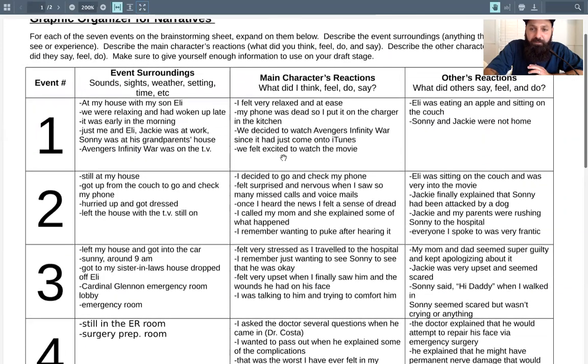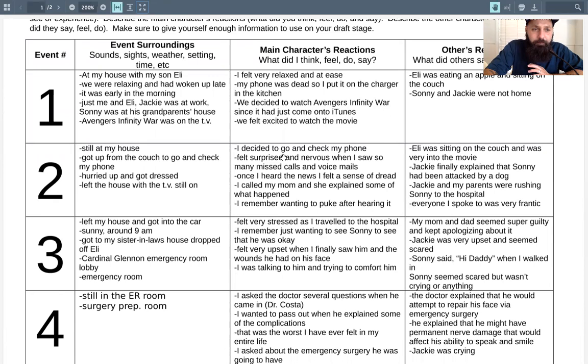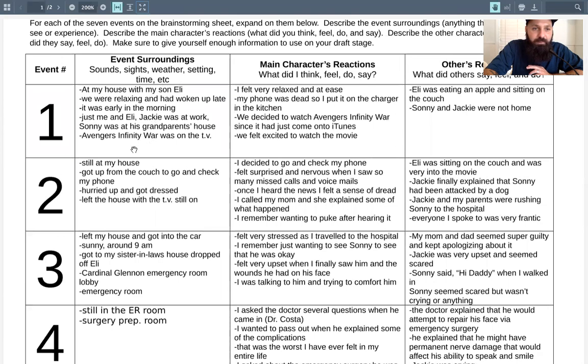And then, I think after the first couple of things, you guys can get an idea. I'm actually going to read paragraphs 2 and 3. So the event surroundings for event 2, which would be paragraph 2 for now: still at my house.